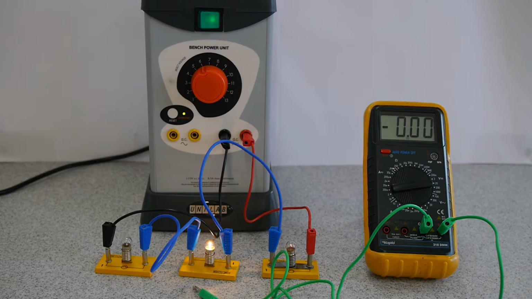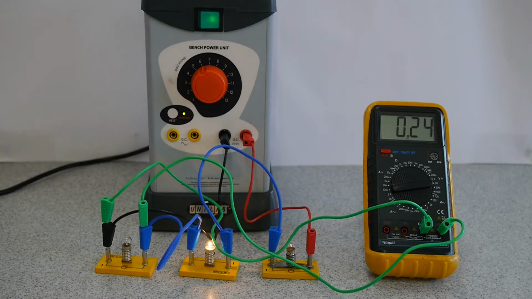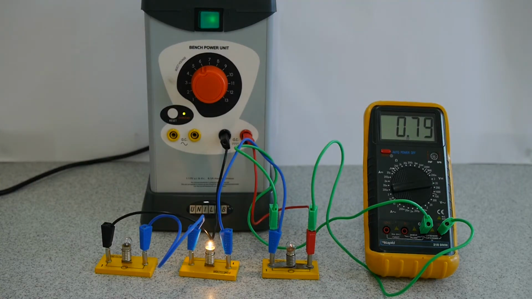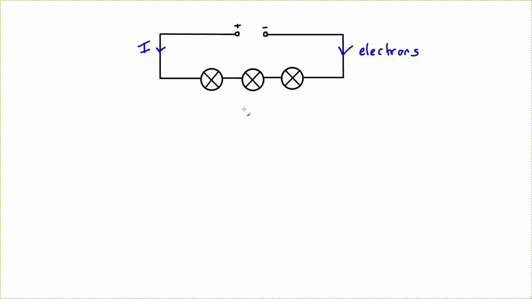What we can see here is the voltmeter across the middle bulb is reading about 3.4 volts. Voltmeter across the first bulb reads just over 0.2 volts. And if we connect the voltmeter across the third bulb, which has got the intermediate brightness, we can see that that is reading 0.8 volts. We then connect the voltmeter across all 3 bulbs, and altogether we can see that we have 4.4 volts across the bulbs in total. So that brings us to our definition of voltage, or what I would prefer to call here at A-level potential difference.